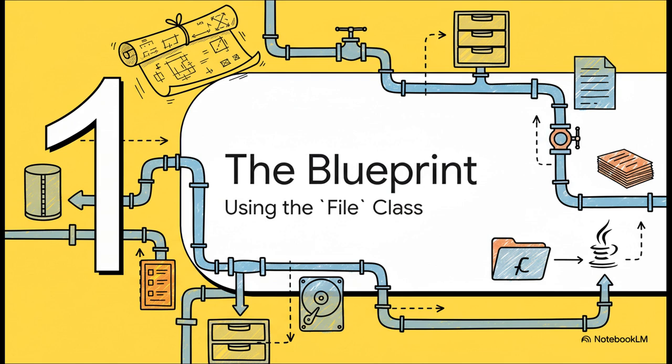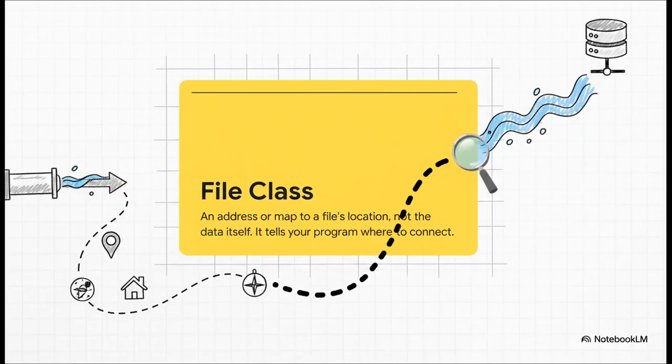Okay, first things first. Before you can lay down any pipes, you need a blueprint, right? You have to know exactly where the data is coming from or where it's supposed to go. And in Java, that blueprint is the File class. Now, this is the first thing you absolutely have to get straight. A File object in Java doesn't actually hold any of your data, not a single byte of it. Think of it more like an address on a map or a GPS coordinate. It doesn't contain the house, it just tells you exactly where to find it. This object is our starting point, telling our data pipeline, hey, connect right here.